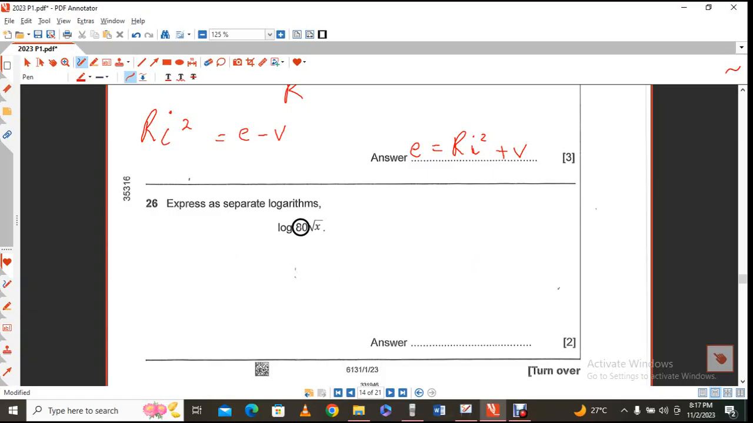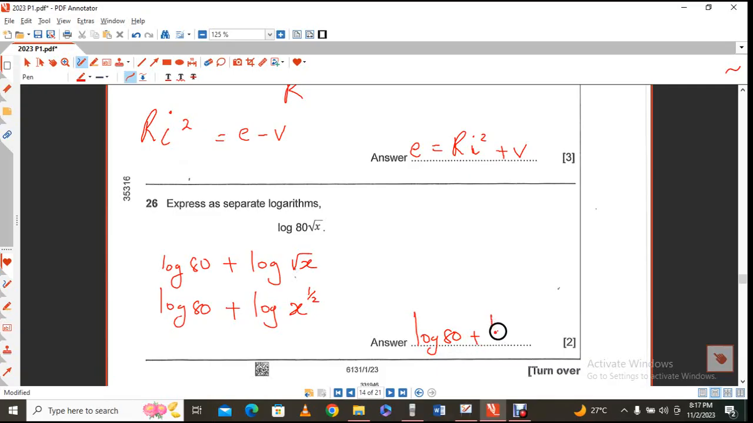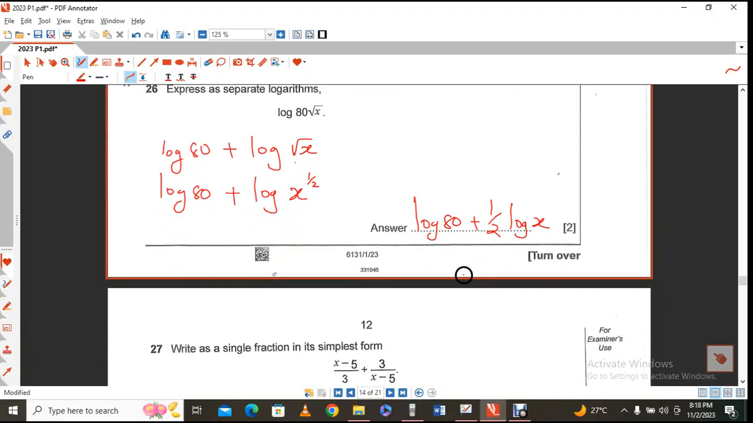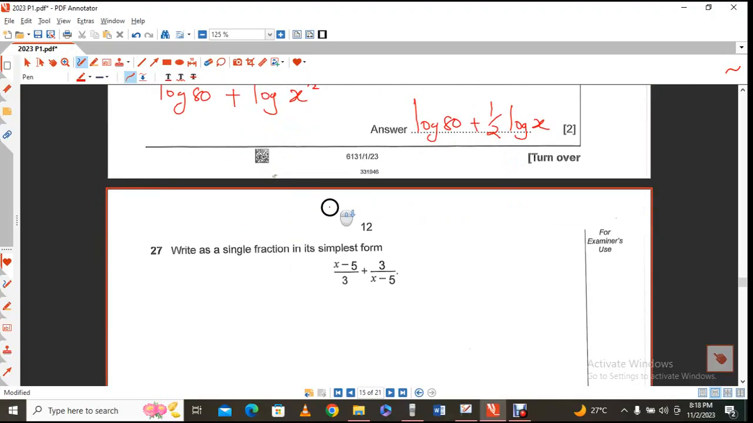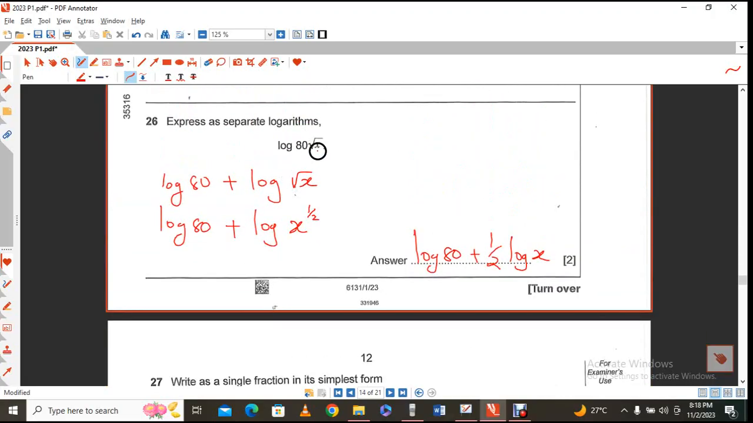Separate logs. This is a multiplication here. So you have log 80 plus log root x. Log 80 plus log x raised to the power of a half, from root form to that. So this answer is log 80 plus, using the power law, that half comes in front, log x. I think these will be independent marks for log 80 and then a mark for half log x, but there should be a plus in between anyway. That's the only way you can separate them, if you have logs of numbers that are being multiplied together.